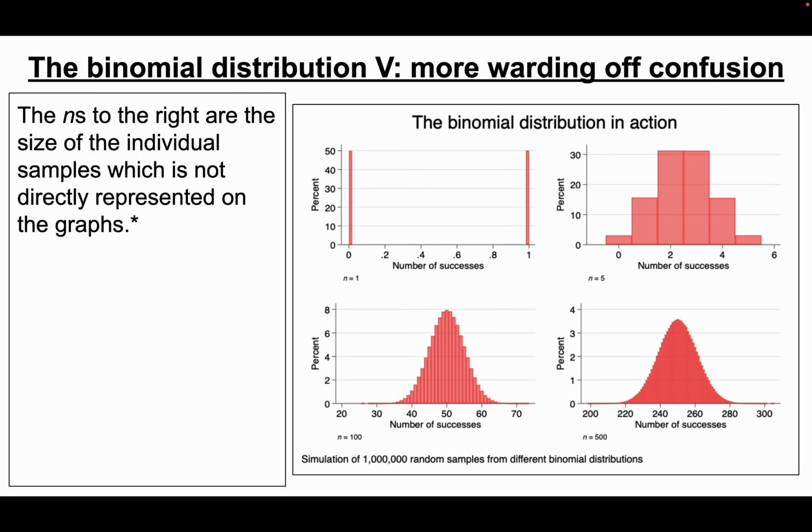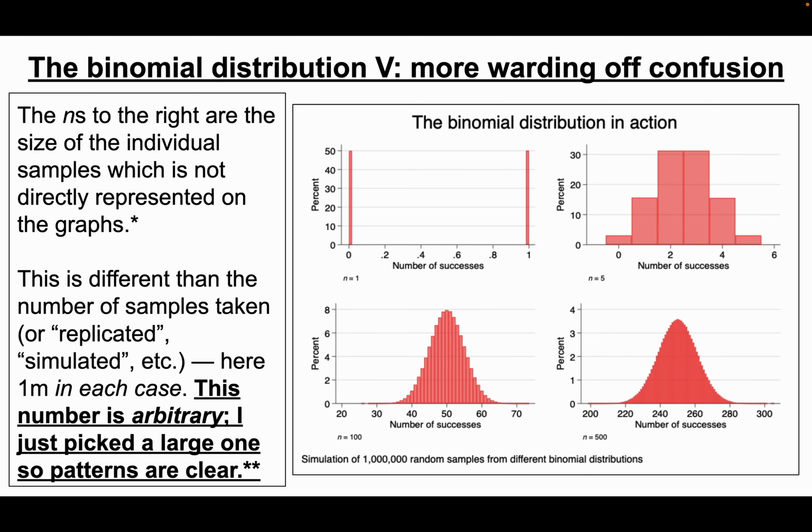So the n's to the right are the sizes of the individual samples, which you actually can't directly see on the graphs. It's not visible. So again, this is different than the number of samples taken or replicated or simulated. In this case, it is 1 million, and it's represented, although again, it's kind of hard to see, but in theory, in this case, since these are bar graphs, that means that the heights of all these things have to add to 1 million, basically, or 1 million divided by the total. So they have to add to 100%, basically.